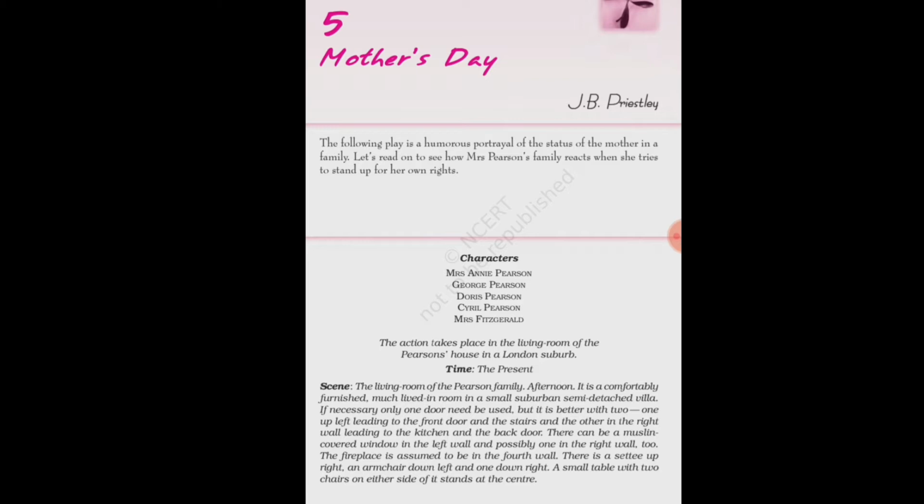And if necessary, they're talking about the doors to be used. They're telling only one door is necessarily needed, but it's better with two, one up left leading to the front door and the stairs, and the other in the right wall leading to the kitchen and the back door. There can be a muslin covered window in the left wall and possibly one in the right wall too. The fireplace is assumed to be in the fourth wall. So there is a settee up right, an armchair down left, and one down right. A small table with two chairs on either side of it stands at the center.